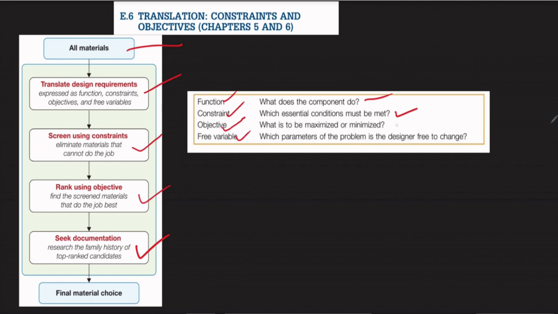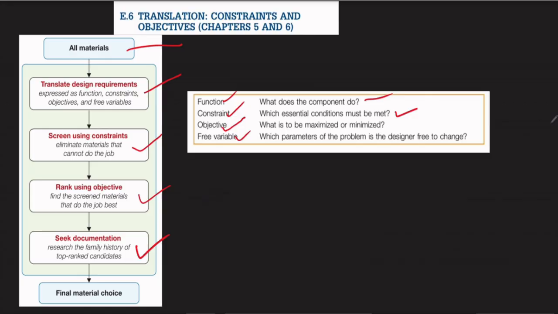Then the objective: there is no actual value for the objective. It can be high or low depending on what the objective is. If the objective is to maximize, you want to make it as high as possible. If it's to minimize, you're trying to reduce it as low as possible, like in terms of cost, where you're trying to make it less costly. So the lower the cost, the better.